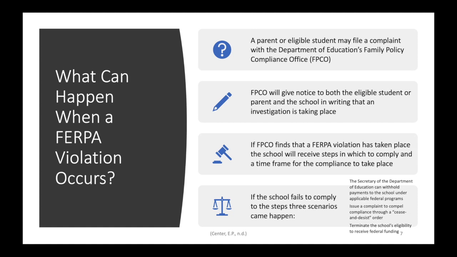If FPCO finds a violation has indeed taken place, three things can happen. One, the Secretary of the Department of Education may withhold payments to that school under any applicable federal programs the school receives. Two, they can issue a complaint to compel through a cease and desist order. And three, they can terminate the school's eligibility to receive federal funding. And if your school requires federal funding to run certain programs, this can be detrimental to that school because they will lack the funding to run appropriately.